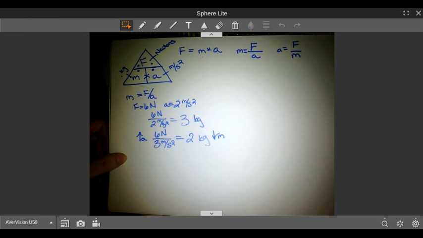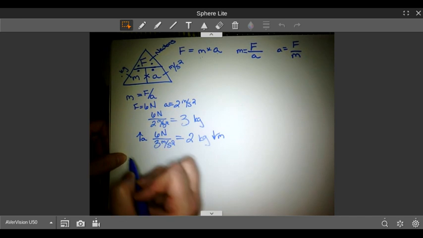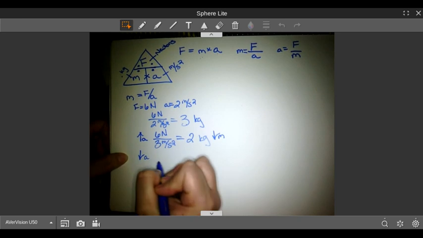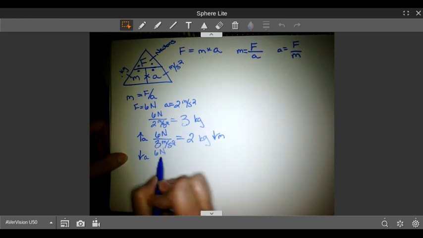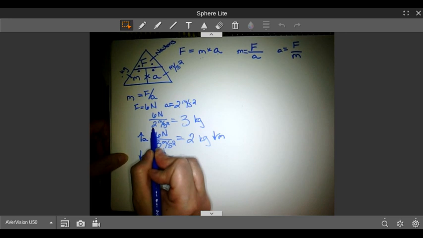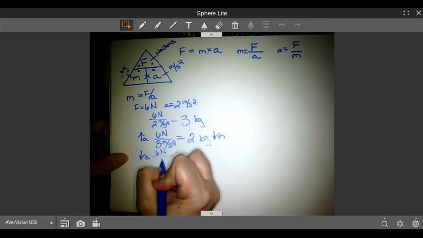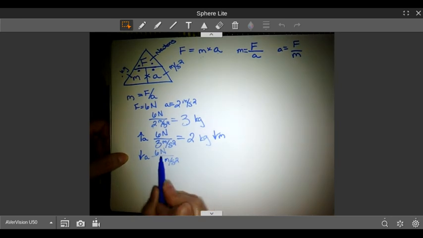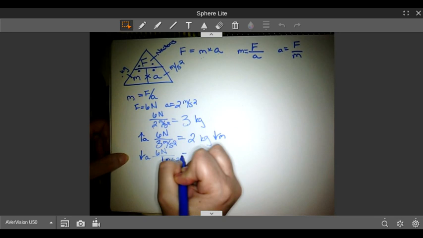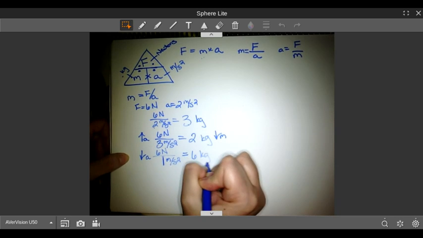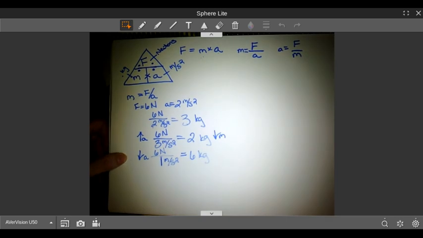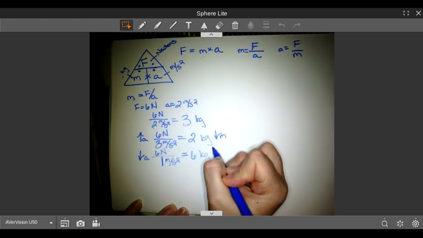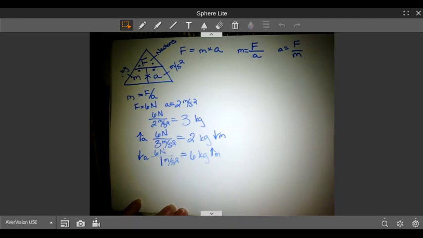Okay? So let's try that with decreasing the acceleration. If we decrease the acceleration, instead of it being 2, we're going to make it 1 meter per second squared. So 6 divided by 1 is going to be 6 kilograms. Well, it basically happened again, right? We decreased the acceleration and the mass increased. So it still did the opposite.